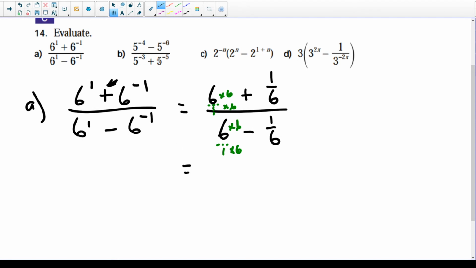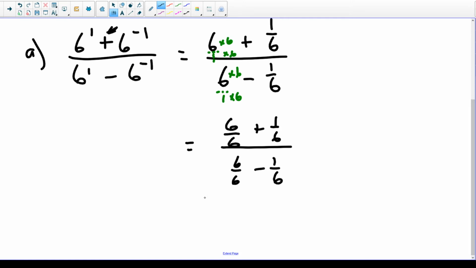And the one on your entry card, same thing. So we've got 6 over 6 plus 1 over 6, and 6 over 6 minus 1 over 6. Now, some of you may have been able to do this a little bit quicker, but I just want to show all the steps here. 6 plus 1 is 7 over 6. 6 minus 1 is 5 over 6.